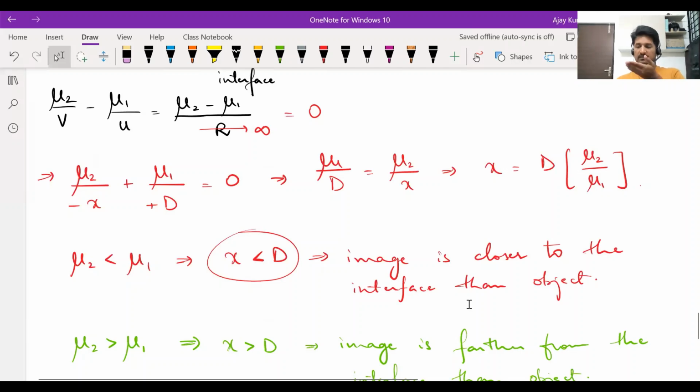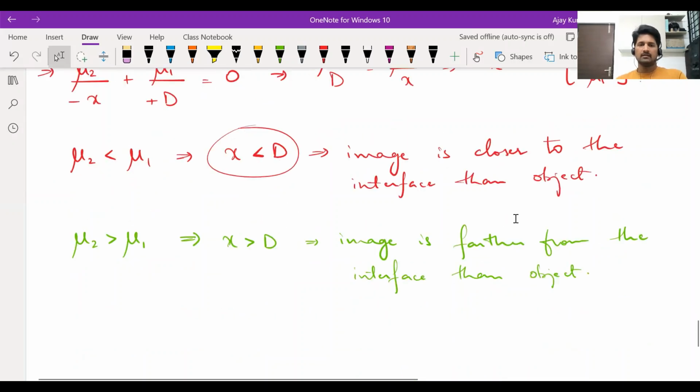That is why the image is what you see. You don't see the original letter at all. You only see the raised letter. You only see the image. Okay. And because it is closer to the interface, it appears to be raised. Fine.